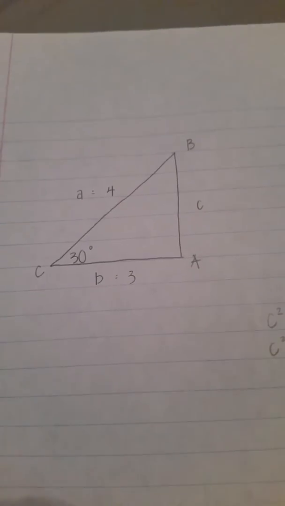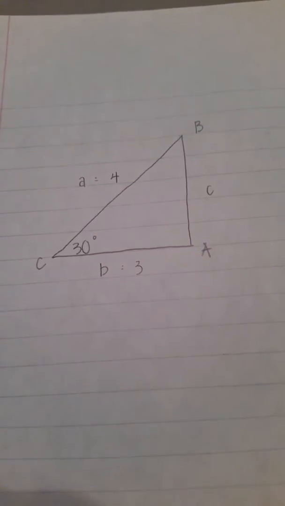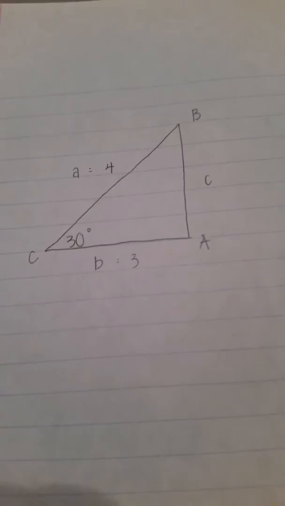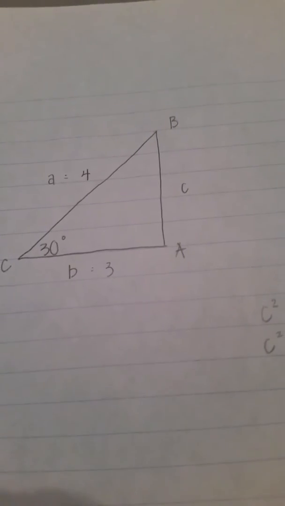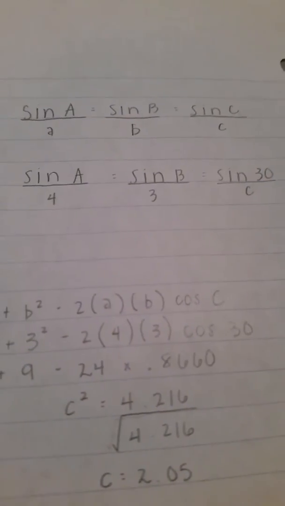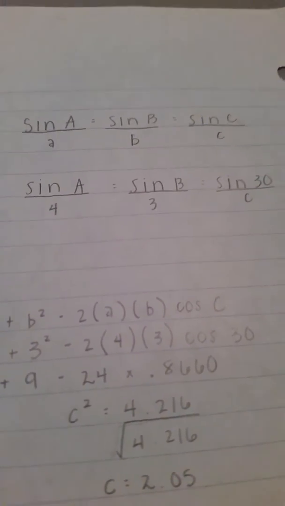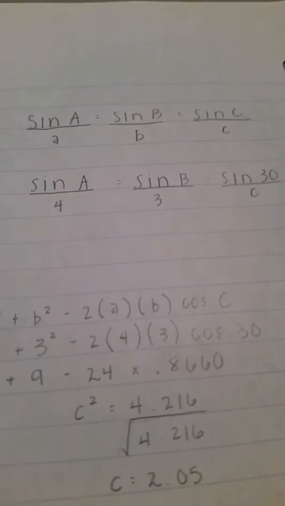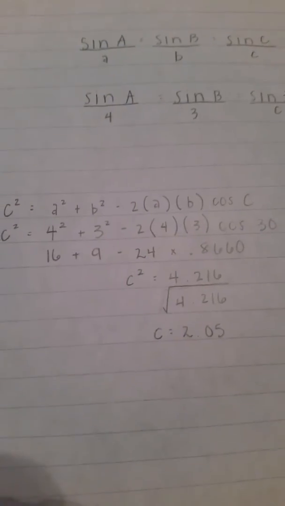Okay, for my second example, we do not know what angle A or angle B are, but we know what angle C is, which is 30 degrees. We know what side A is, which is 4, and side B, which is 3, but we do not know what side C is. So we're going to try to put in the law of sine first before we even do anything. But of course we cannot do it because there are two unknown parts of the formula that we do not know. So I'm going to go straight to the law of cosine.